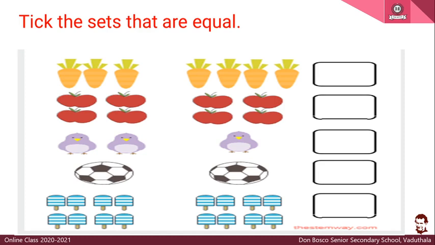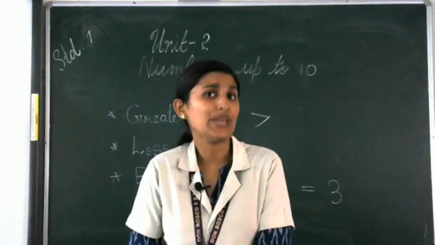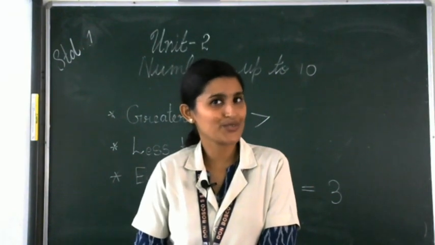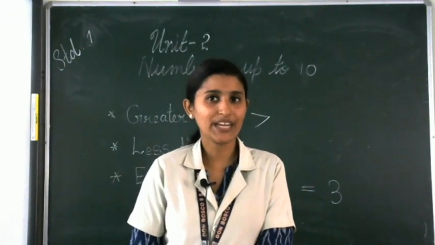Oh, very good. Both sides we have 8 number of ice creams. So, both are 8. So, can we tick? Both are equal. So, we can tick. Now, do you like videos? Of course, right? So, let's watch a video.